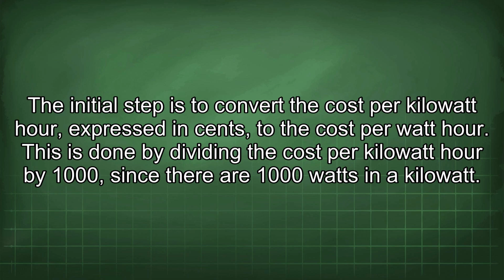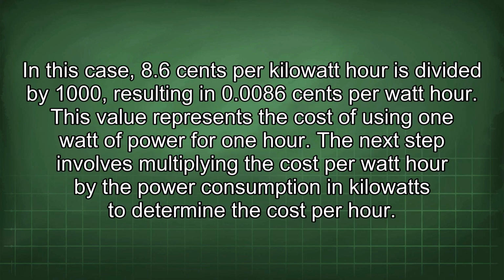This is done by dividing the cost per kilowatt-hour by 1000, since there are 1000 watts in a kilowatt. In this case, 8.6 cents per kilowatt-hour is divided by 1000, resulting in 0.86 cents per watt-hour. This value represents the cost of using 1 watt of power for 1 hour.